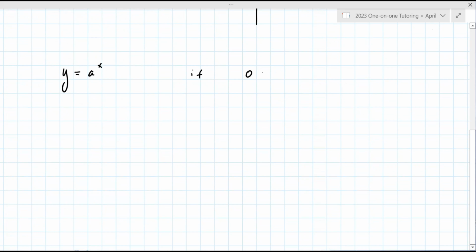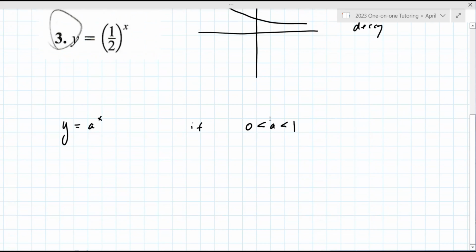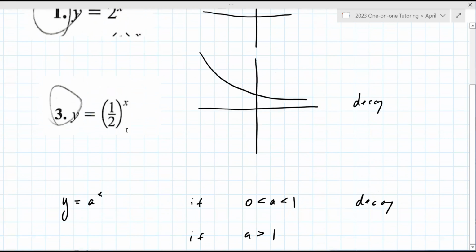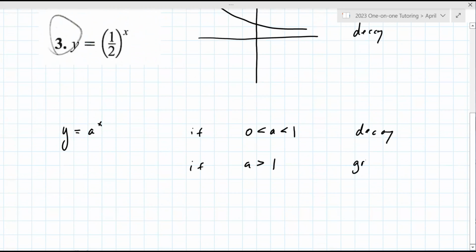If 0 is less than a, and a is less than 1, so if it's a fraction, but more specifically a fraction between 0 and 1, this is always a decay function. Okay? If a is greater than 1, which is the case in the first one, it is considered a growth function. And it will resemble the two graphs that we have shown there.